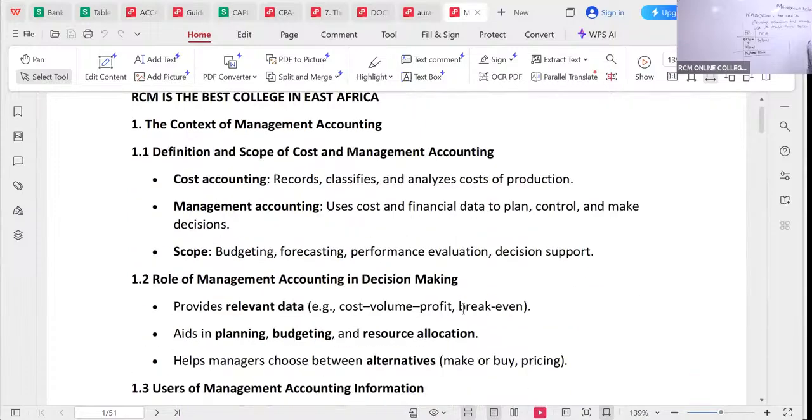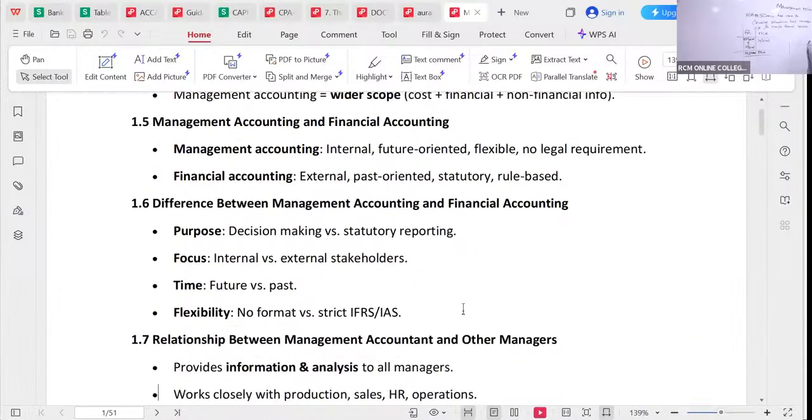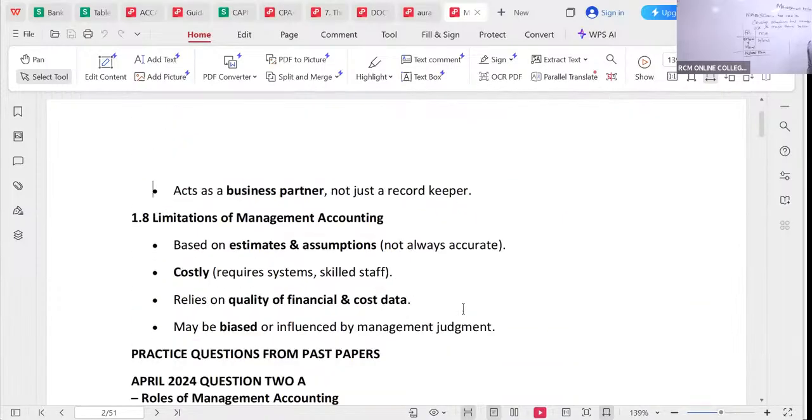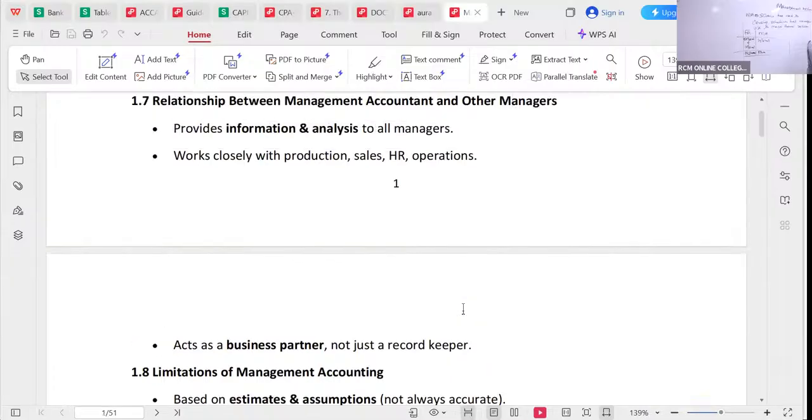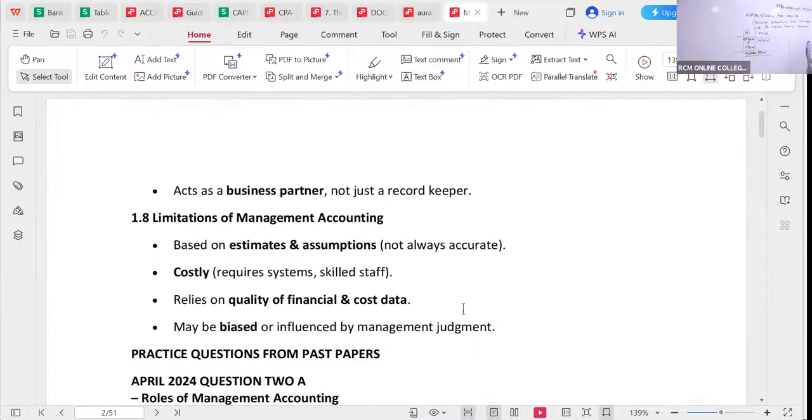And then I would want us, if possible, to go straight away to page number 2, 1.8, limitations of management accounting. Are you able to see? We are saying that management accounting is a very, very good subject.